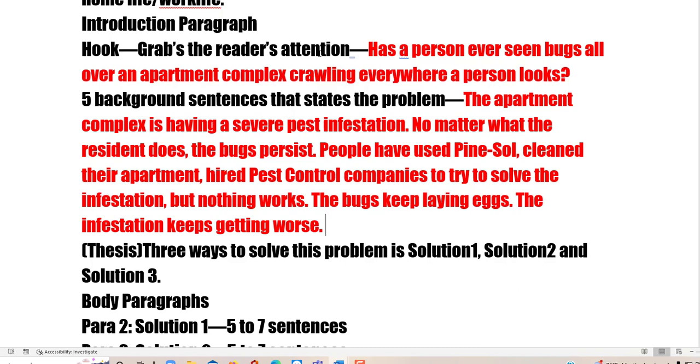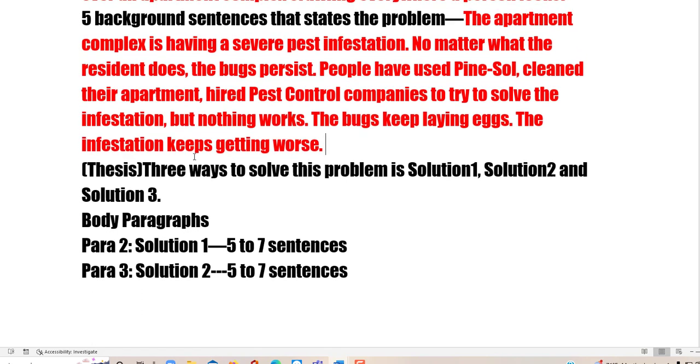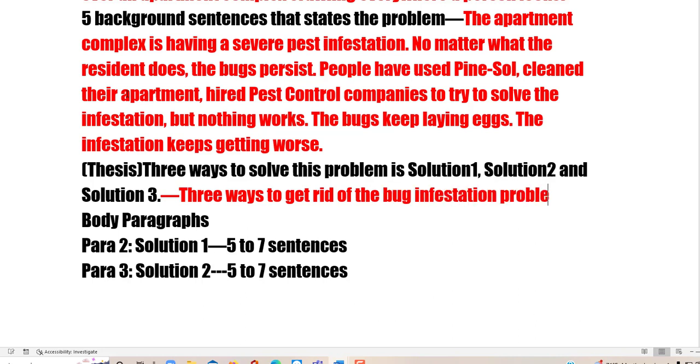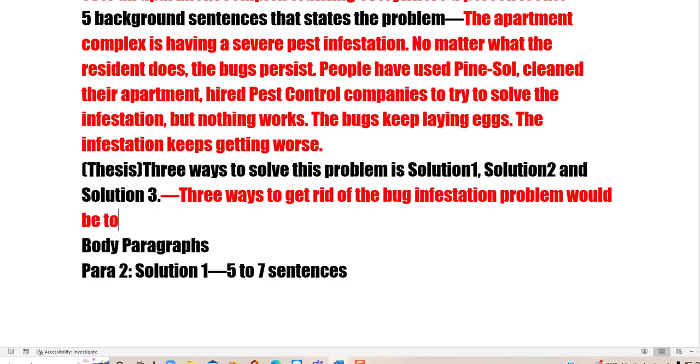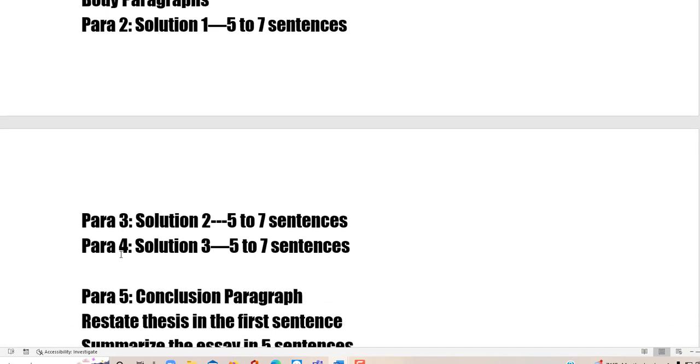And so here you grab this is all, plus we're still in the introduction paragraph. So here you have the hook, then you have 5 background sentences that state the problem. Now we're going to have 3 ways in which you would solve this problem. So here you could have 3 ways to get rid of the bug infestation problem. And then I think she did have 3 solutions.